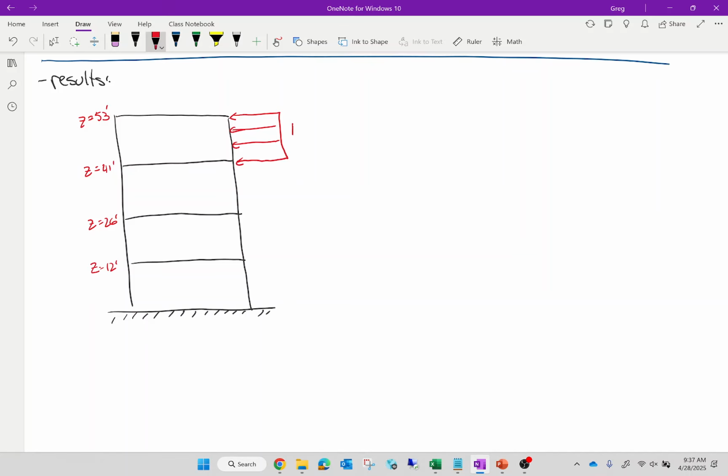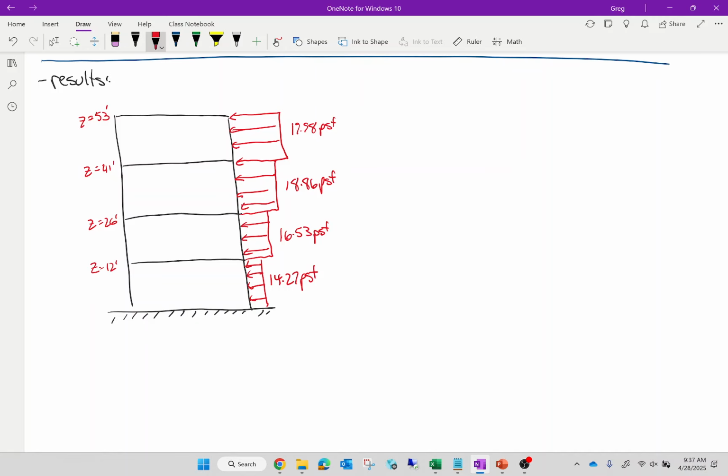This one is 19.98. This one is that. This one is that. And that one is that. So we would just apply them essentially as pressure loads, right?